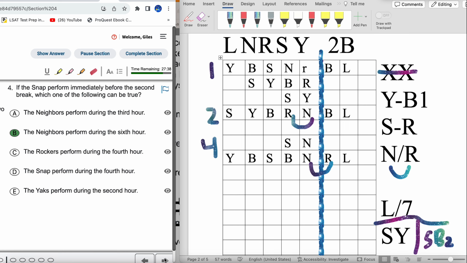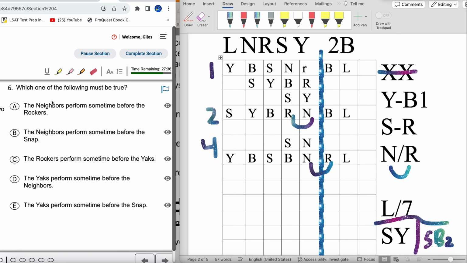See what else we didn't answer. Which of the following must be true? The N performs sometimes before R. Looking at N before R, it doesn't have to be true. The N performs sometimes before S. That's not true here. R performs sometimes before Y. That's not true here. Y performs sometimes before N. That is true in all cases. Y before S. That's not true, but this is true in all cases. So that is a must be true.